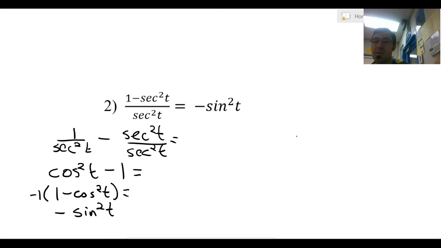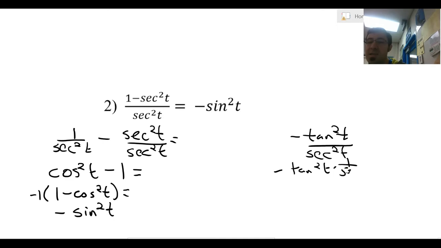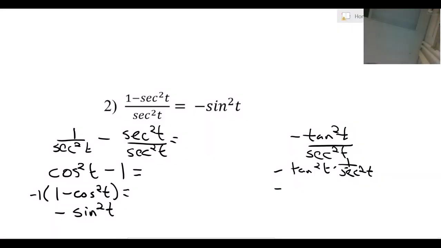I think it's negative tangent squared. I believe it's secant squared minus 1 when you do the Pythagorean identity with tangent. So then that gets you secant squared still on the bottom. Then it's negative tangent squared t times 1 over secant squared t. I guess my handwriting's still excellent. There we go.